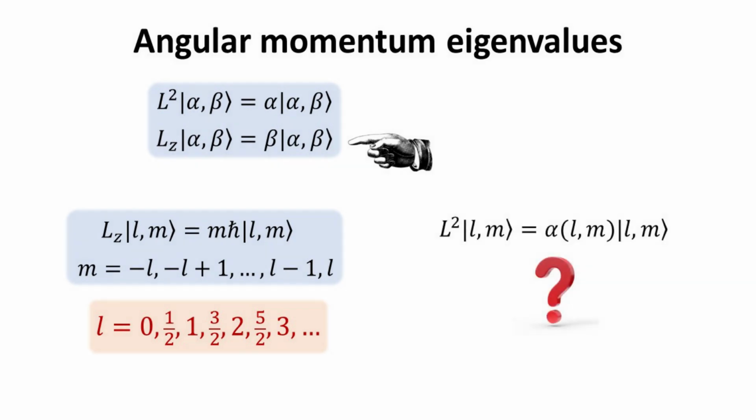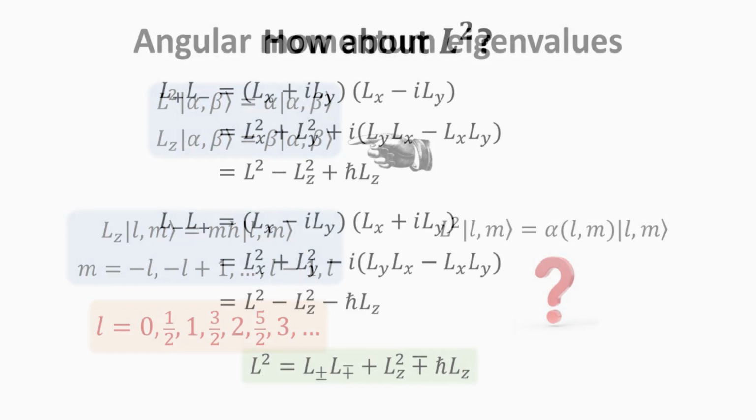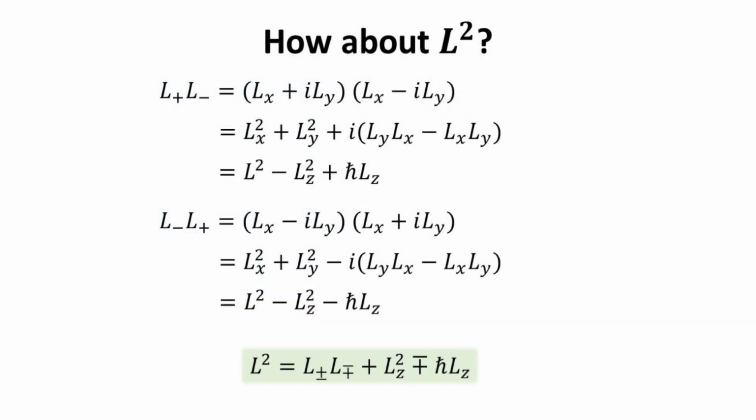Our remaining task then is to work out the eigenvalues of L squared, or alpha. Before we can work out the eigenvalues for L squared, we need the following identities in our toolbox. One can show that the operator L squared can be written in terms of the ladder operators and the Lz operators as shown in the green box. The algebra is rather straightforward, so feel free to pause the video if you would like to inspect the math.